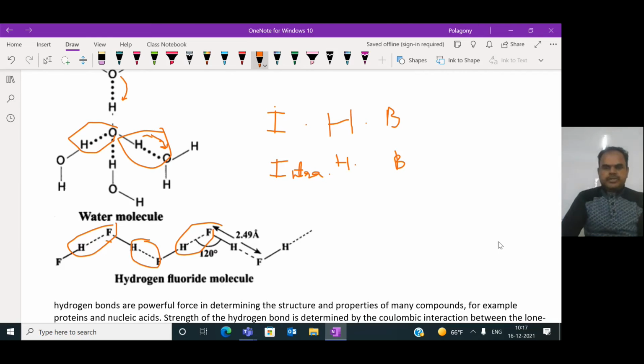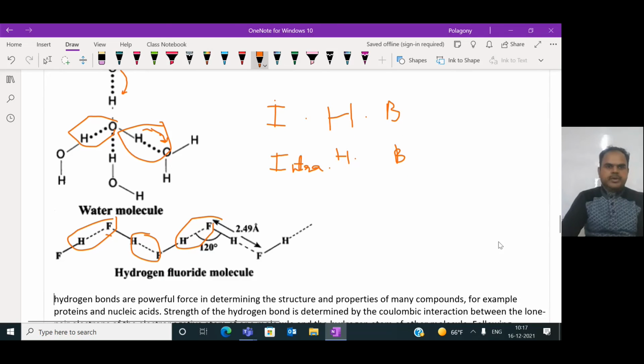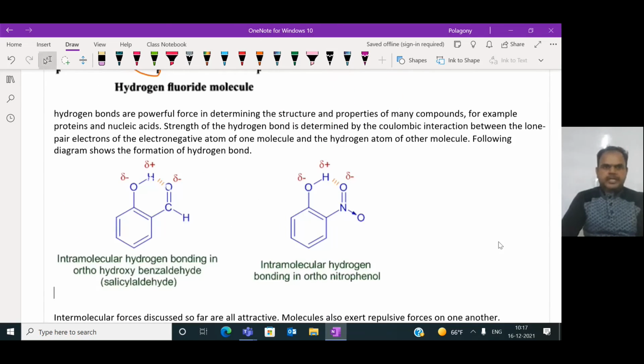So what is the effect of this hydrogen bonding? The hydrogen bonding affects the physical state of the compound, particularly liquids. Also, hydrogen bonding determines the boiling and melting points. Let us take one example. There is a compound called salicylaldehyde. Salicylaldehyde is the compound having a benzene ring. There is an OH functional group present, and then a CHO functional group is present. The CHO aldehyde functional group is at the ortho position, and the oxygen becomes very close to the hydrogen of the OH.